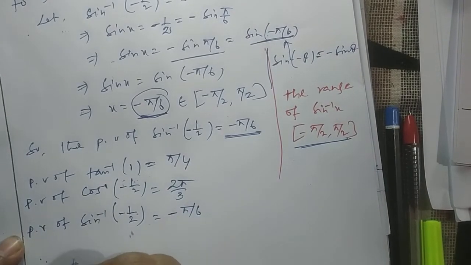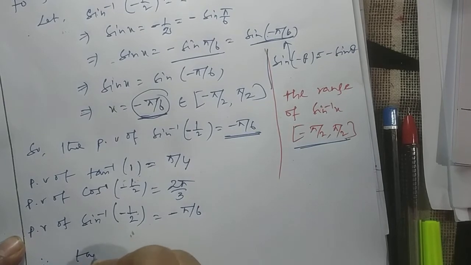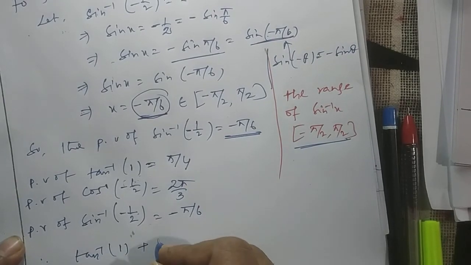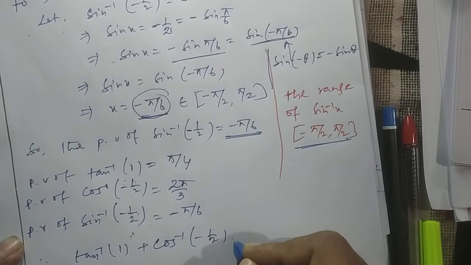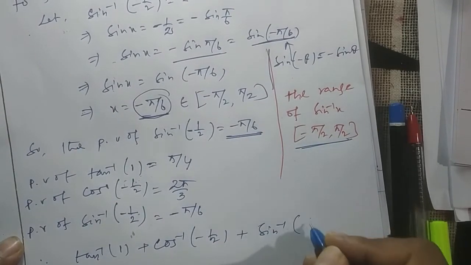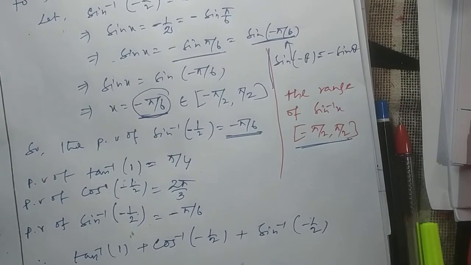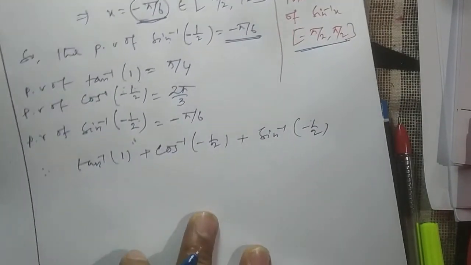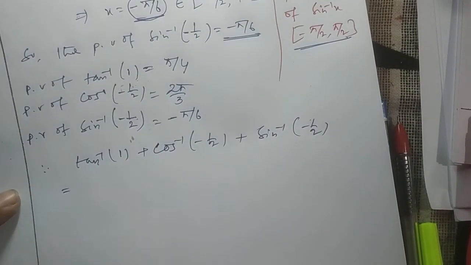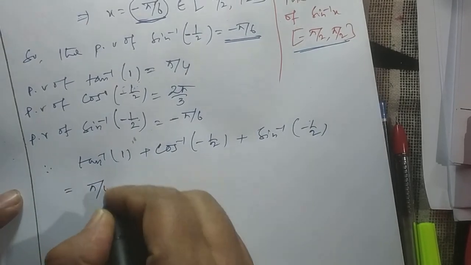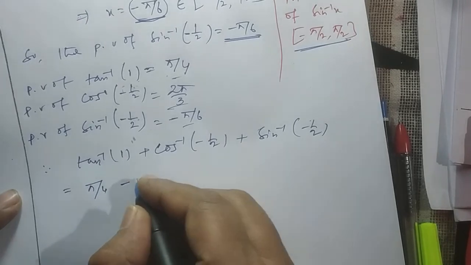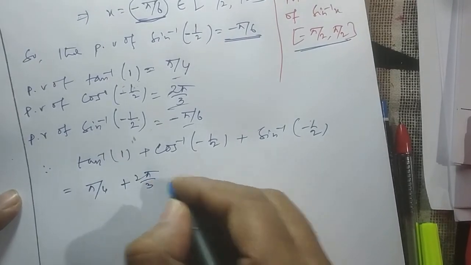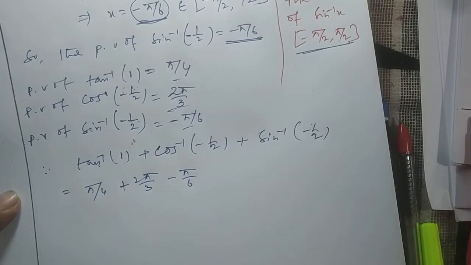So tan inverse 1 plus cos inverse minus half plus sin inverse minus half will be, now adding all the PVs that we got in the previous step: pi by 4 plus 2 pi by 3 minus pi by 6. Understood or not?